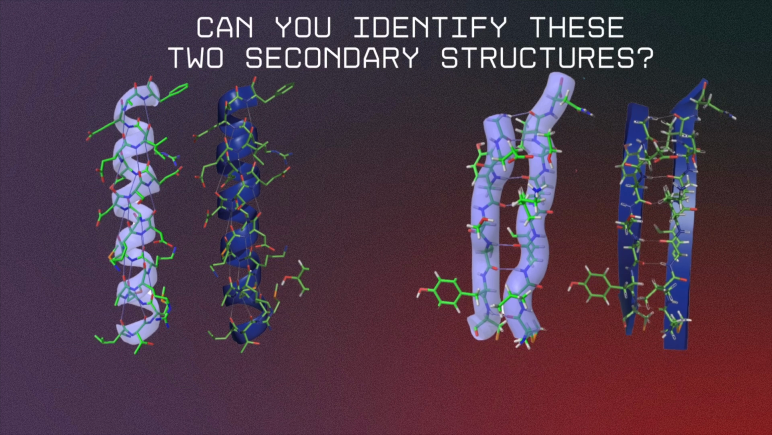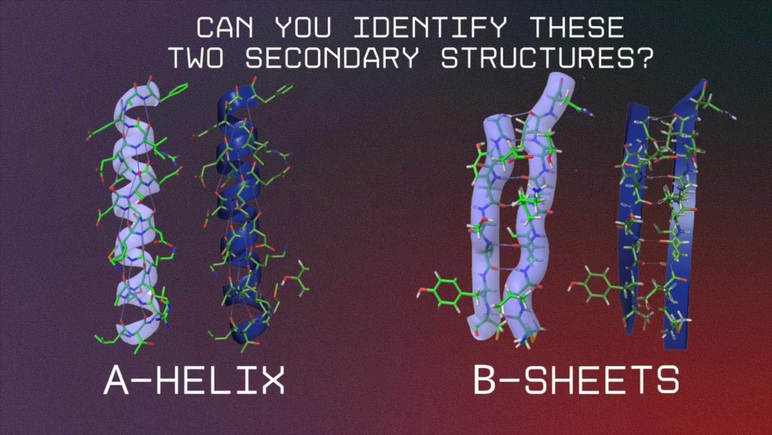Before we dive into turns and loops, let's refresh on the main types of secondary structures: the alpha helix and beta sheet. These are stabilized by hydrogen bonds and form the backbone of protein architecture. Now, can you identify them in these diagrams?